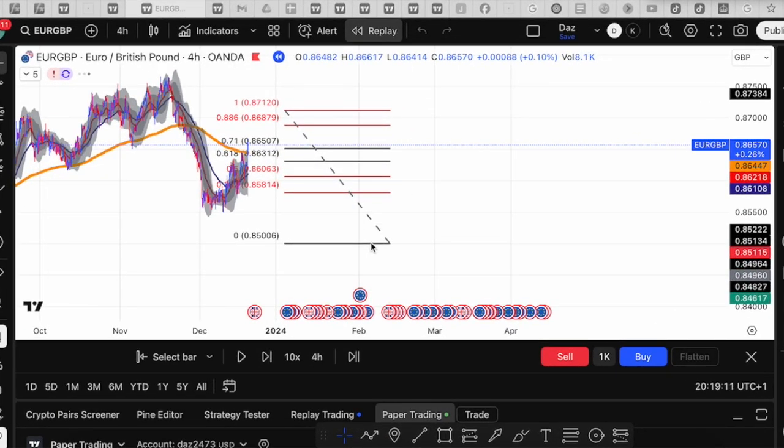Guys, I'm just going to do a quick video. I've been asked a question: what constitutes a pullback on the Fib 71 strategy?